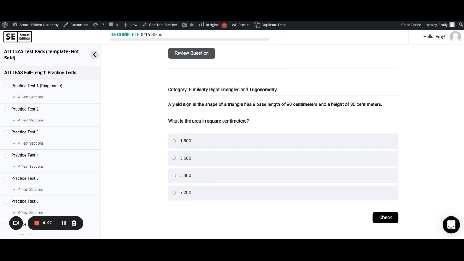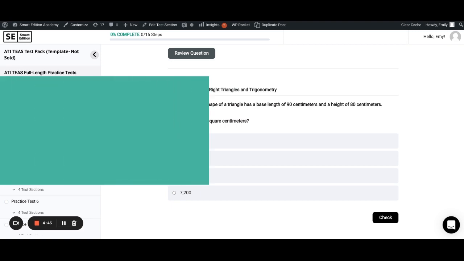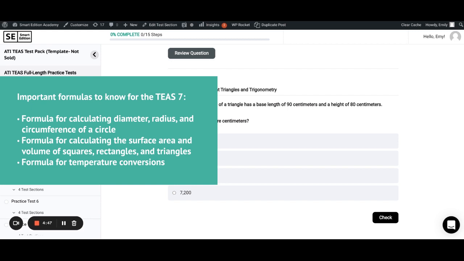A yield sign in the shape of a triangle has a base length of 90 centimeters and a height of 80 centimeters. What is the area in square centimeters? Now, this goes back to some of the things that you need to know for the T7. You do need to know your conversions.